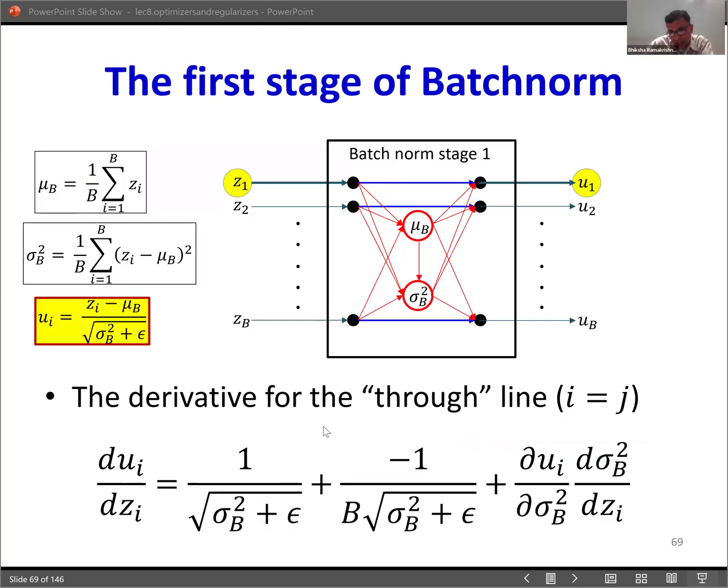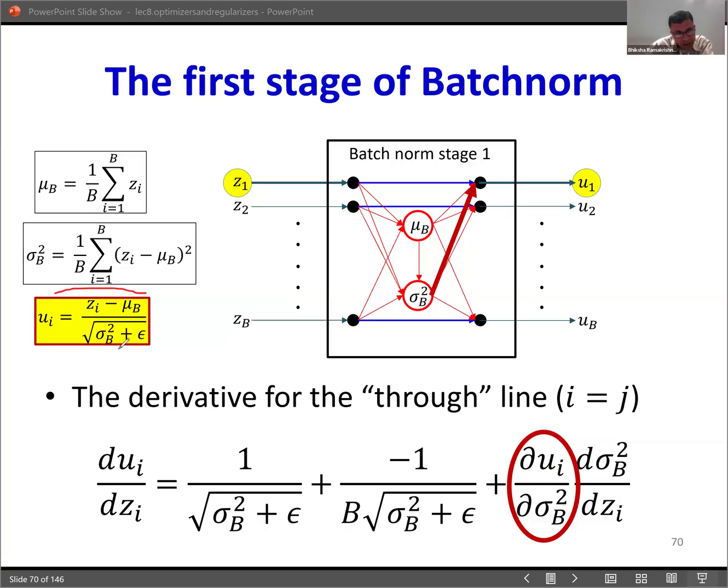How have I computed the derivative? I still have a couple of terms to finish. So what is the next term I must compute? The derivative of u with respect to sigma squared, right? This is what I want to compute, the derivative for this edge. And what is that term?